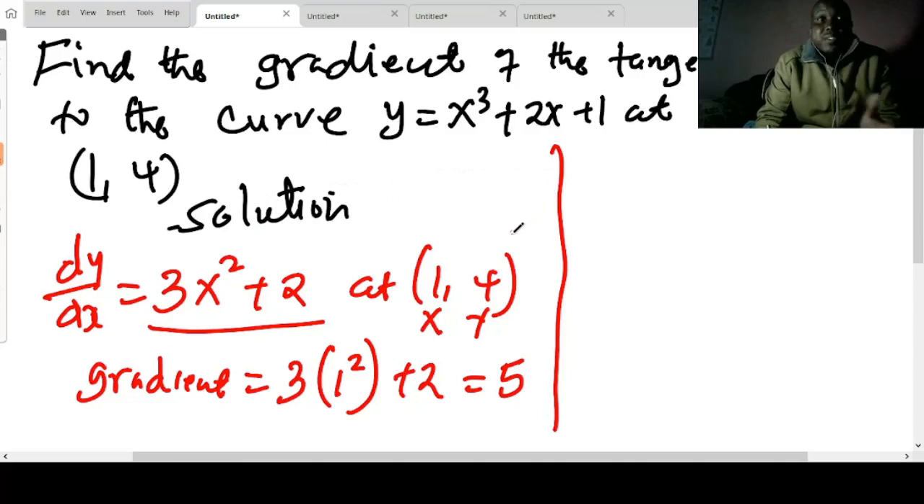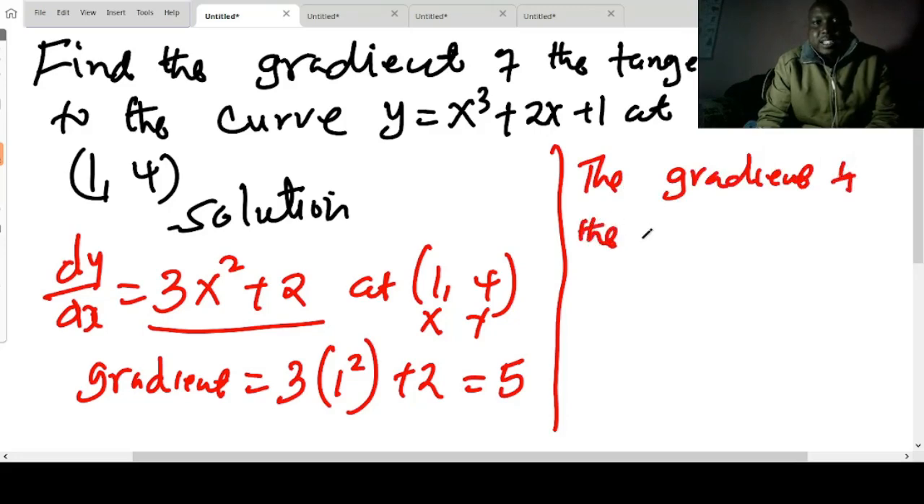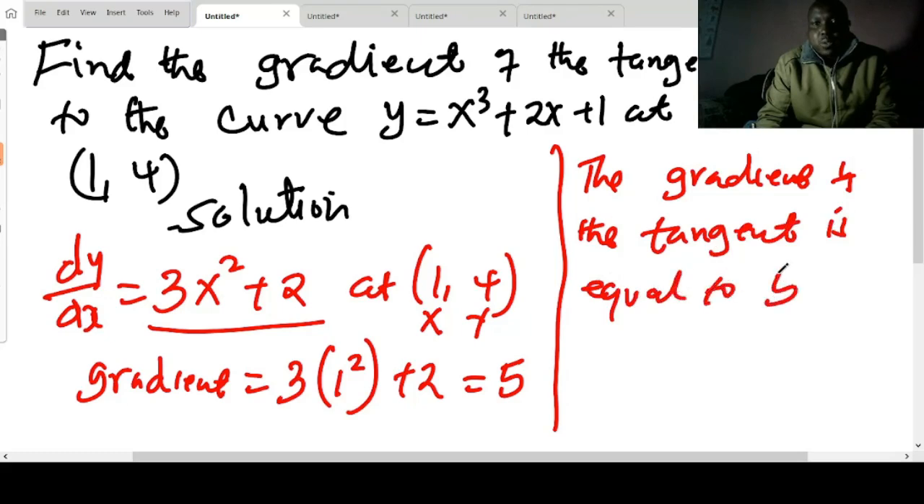So next, now we have the gradient of the curve. So remember, the gradient of the curve is the same as the gradient of the tangent. Therefore, the gradient of the tangent is equal to 5. The gradient of the tangent is equal to 5 because the gradient of the curve is equal to the gradient of the tangent.